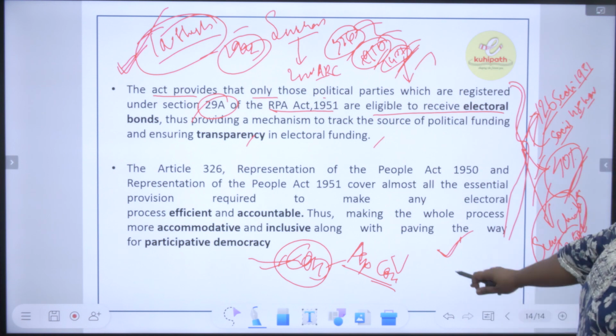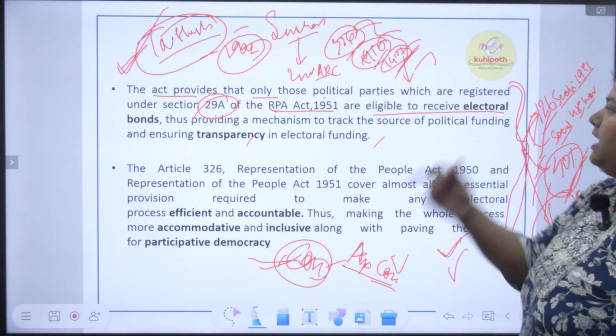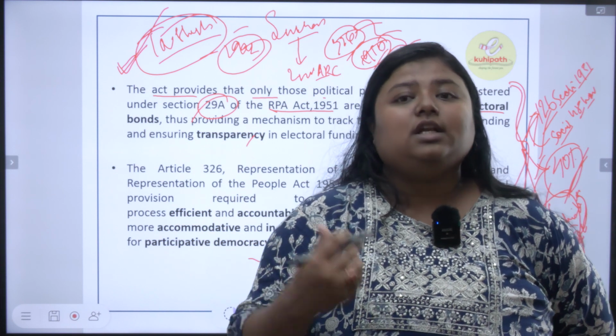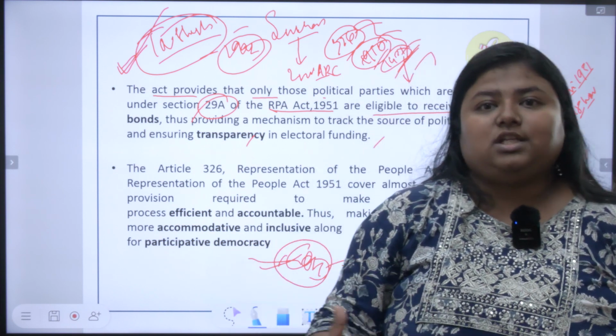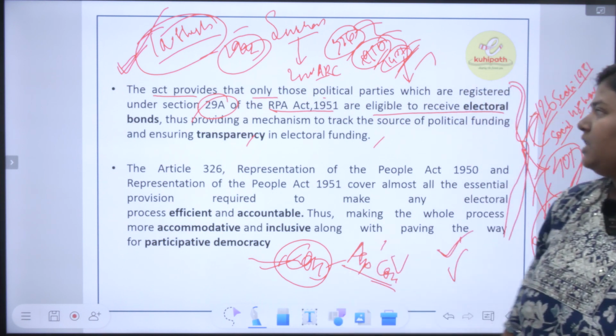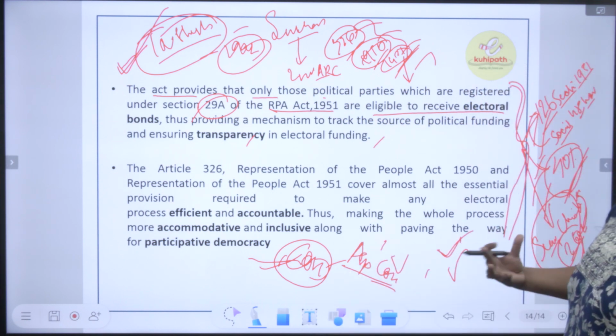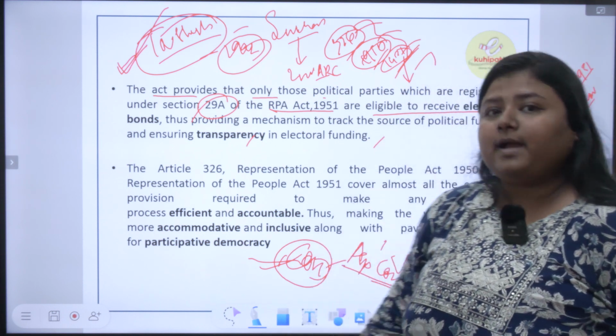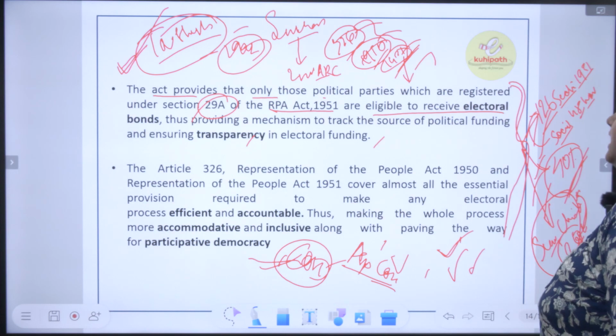Okay, fine. So here we have completed the topic Representation of Peoples Act 1950 and 1951, and we have talked in detail about the democratic polity in contemporary India. We have also discussed the mains answer in a lucid way, how to write a 250-word, 15-mark answer. I hope I was able to help you with this topic. Thank you.